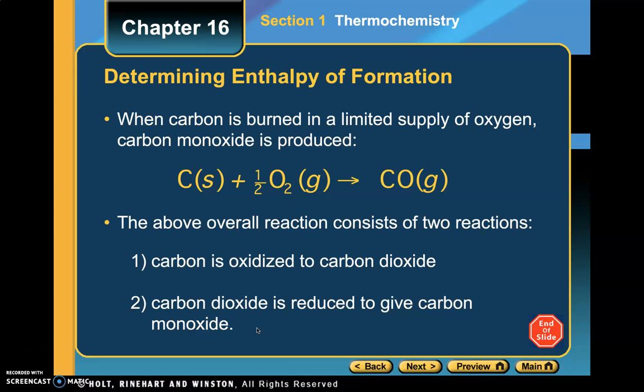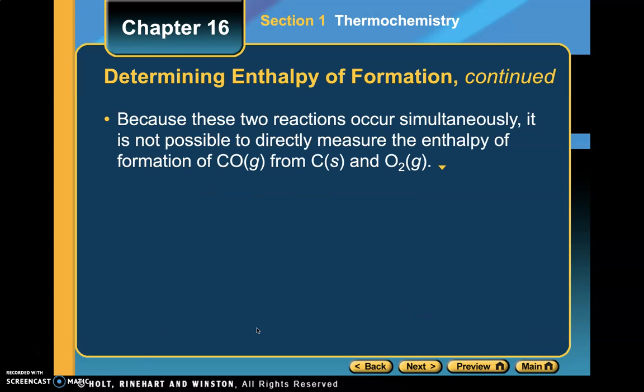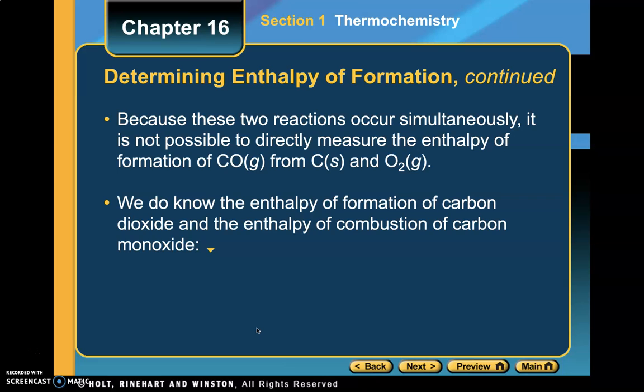It has two parts. The first part is carbon is going to be oxidized to form carbon dioxide. And then the carbon dioxide is going to be reduced to give just carbon monoxide. So we already know there's two parts or two steps to this reaction. Okay, so we can't just measure their enthalpy of reaction. So what do we have to do instead?